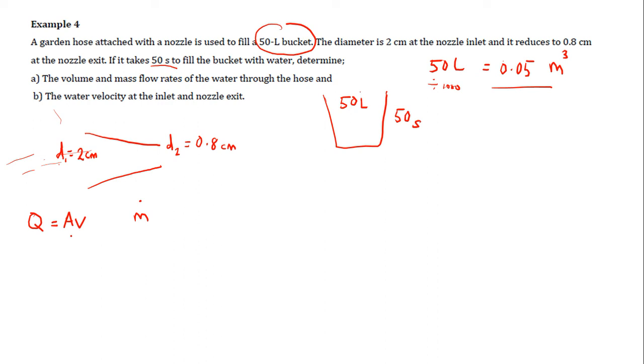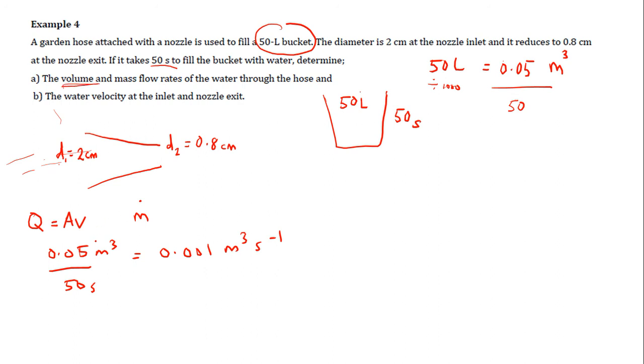Can't we take the 0.05 and divide by 50? 0.05 divided by 50. Okay, that gives you 0.001 meter cube per second. 0.05 meter cube divided by 50. And this gives you 0.001 meter cube per second. And this is your volume flow rate, right?